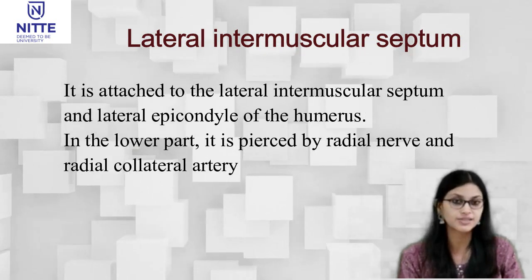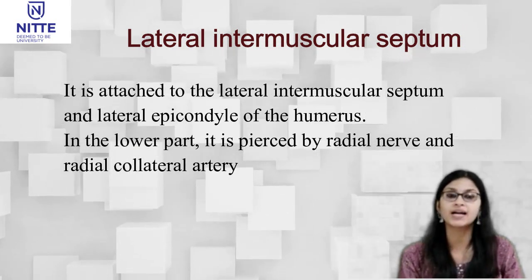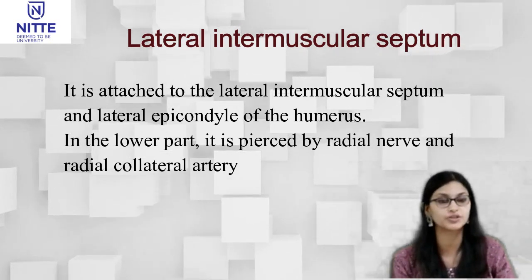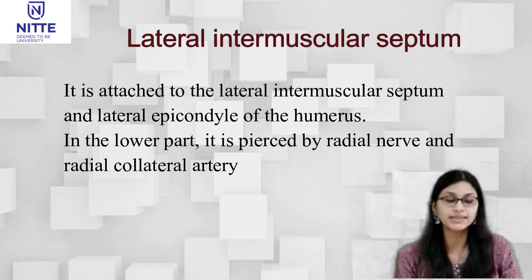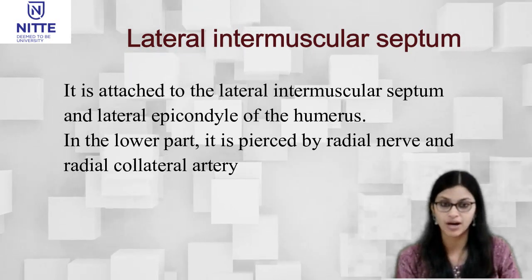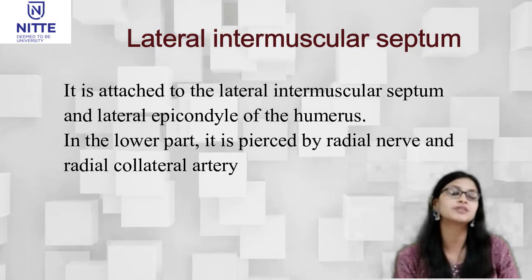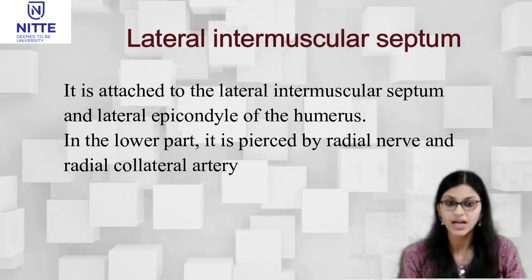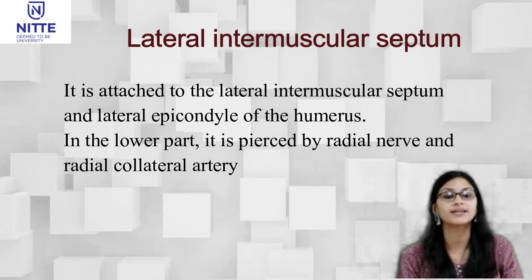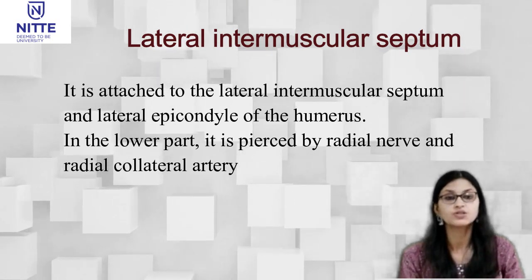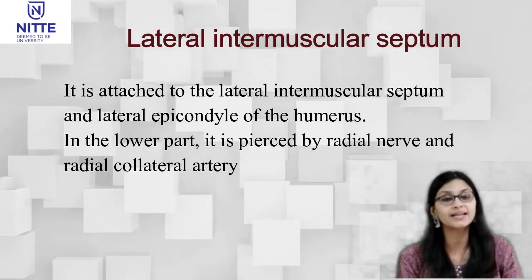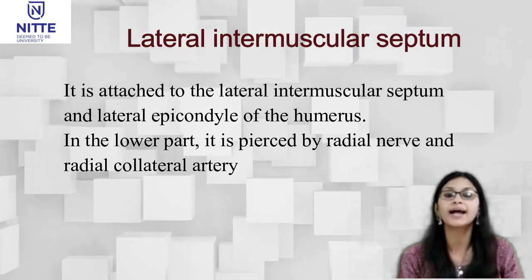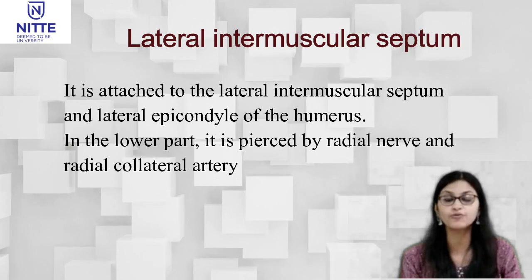The lateral intermuscular septum is attached to the lateral supracondylar ridge, to the lateral epicondyle of the humerus. At the junction of the upper and middle of the arm, this intermuscular septum is pierced by the radial nerve and radial collateral artery. So from here, the radial nerve from the posterior compartment enters the anterior compartment of the lower part of the front of the arm.